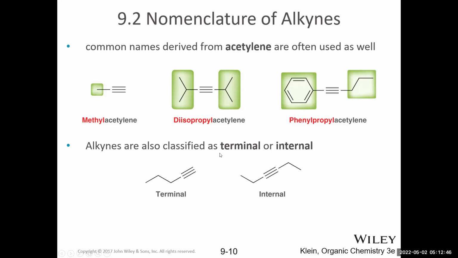Alkynes are also classified as terminal, meaning they're at the end of the chain, there's a hydrogen bonded here, or internal. And the reason for the classification is terminal alkynes, for example, can do some reactions that internal alkynes cannot do.